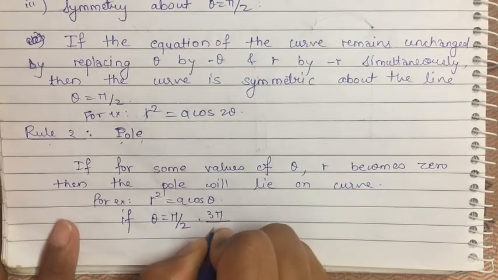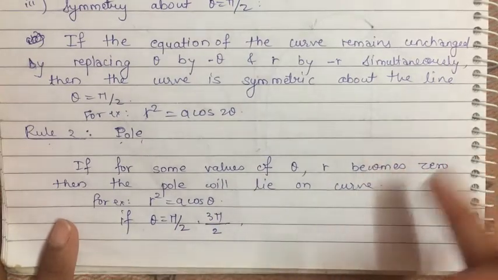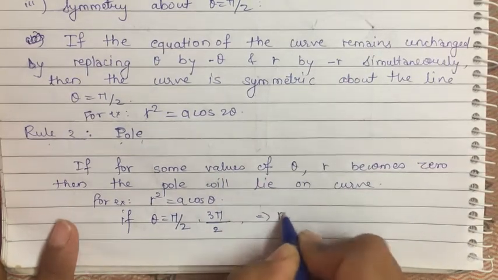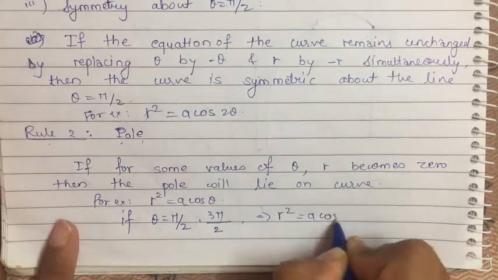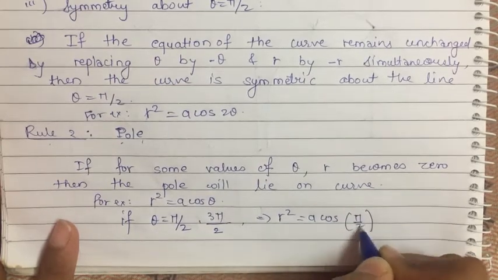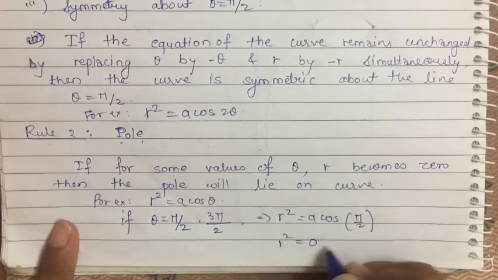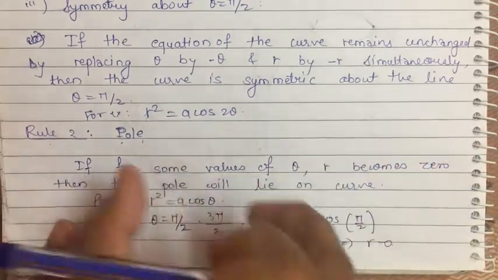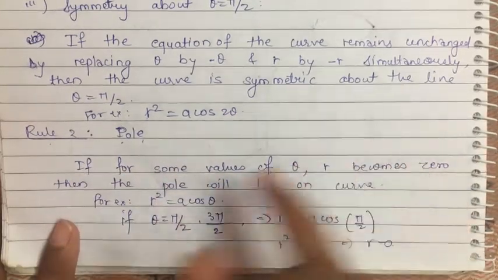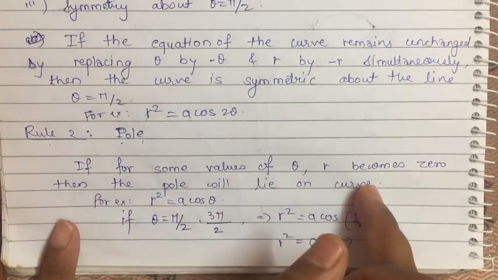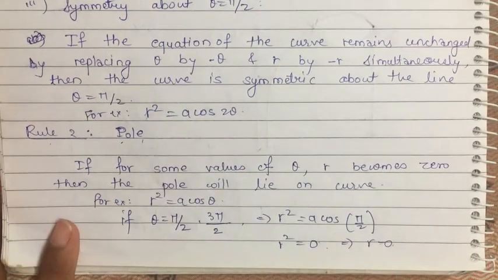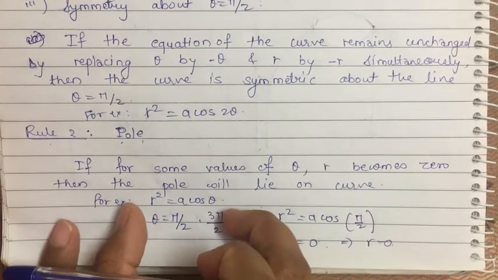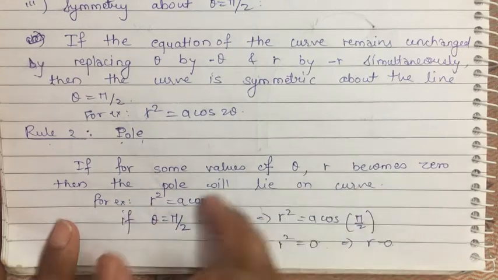So for theta equal to pi by 2 or 3 pi by 2 or 5 pi by 2 or 7 pi by 2, what will you get? r square equal to a cos pi by 2. Let us consider pi by 2, and you know that cos pi by 2 is 0, so r square becomes 0, that is r is 0. This means there exist values of theta where r becomes 0, so the pole will lie on the curve, or the curve will pass through the pole, that is the origin. So this curve will pass through the origin.